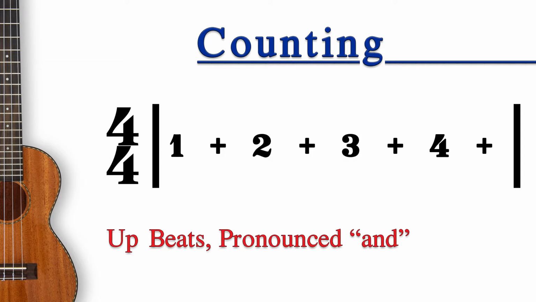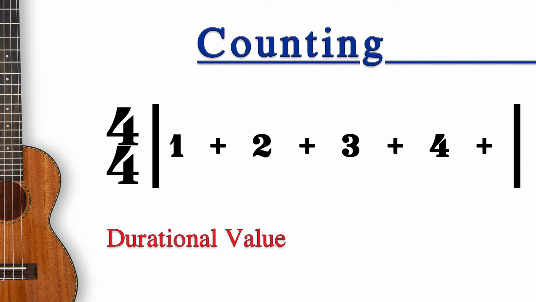When we talk about a note's durational value, or simply duration, we are describing how long the note rings relative to the steady counting of downbeats and upbeats. In other words, a note's duration is always described in terms of beats and/or portions of a beat.